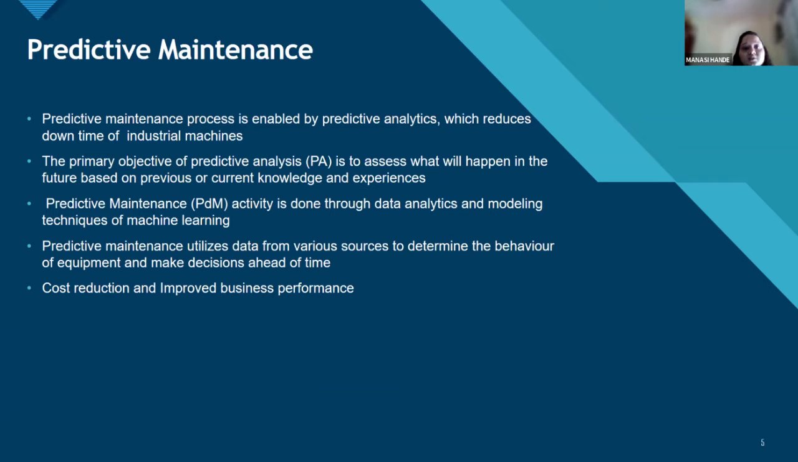It is a process enabled by predictive analytics, which reduces downtime of industrial machines. The primary objective of predictive analysis is to assess what will happen in the future based on previous or current data. Predictive maintenance is done through data analytics and modeling techniques of machine learning. It utilizes data from various sources to detect abnormalities in equipment behavior, predict failure before time, and make decisions ahead of time. Thus, it is becoming popular for cost reduction and improved business performance.